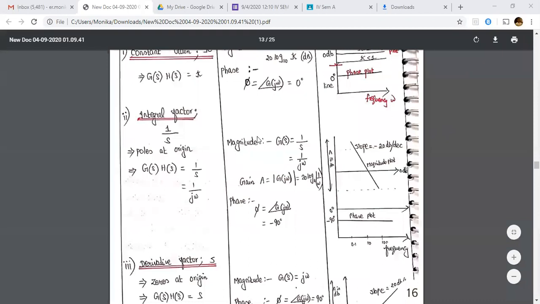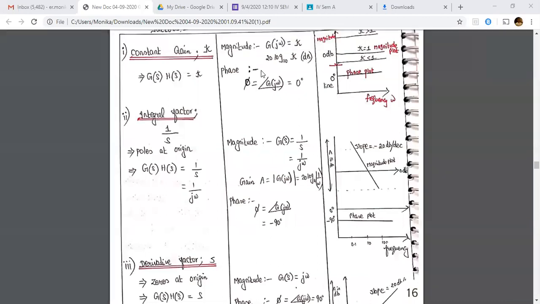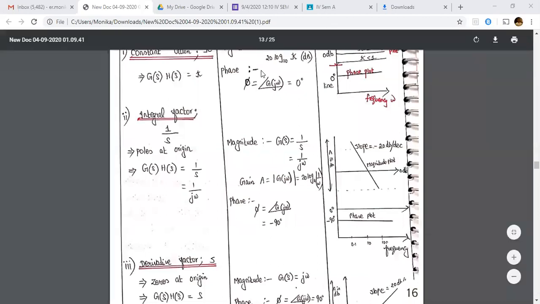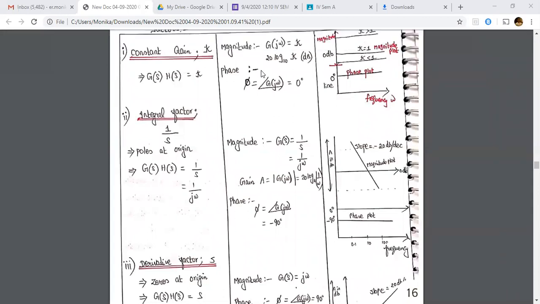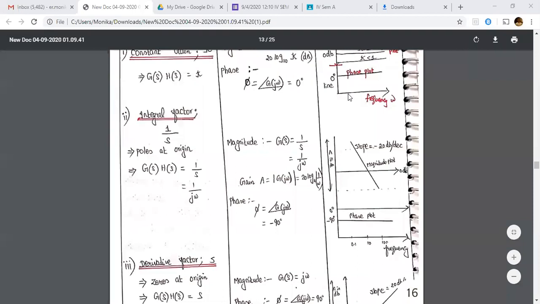Anand, you are there? Yes, ma'am. It's 20 decibel per decade. Is it plus 20 or minus 20? Minus 20 decibel per decade. Very good. Minus 20 dB per decade. And what is the phase plot? It is minus 90 degree.